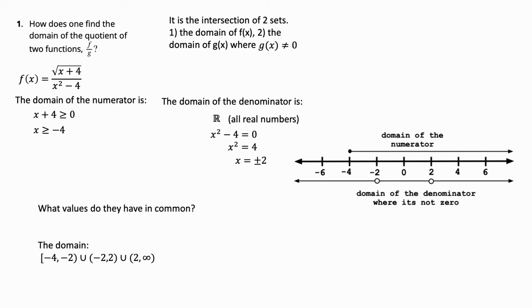So in interval notation, you get -4 closed to -2 open, then -2 to 2 both open, and then 2 open up to infinity. And that gives you the domain of the function.